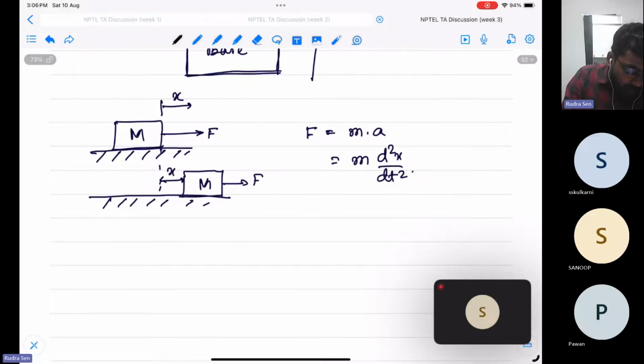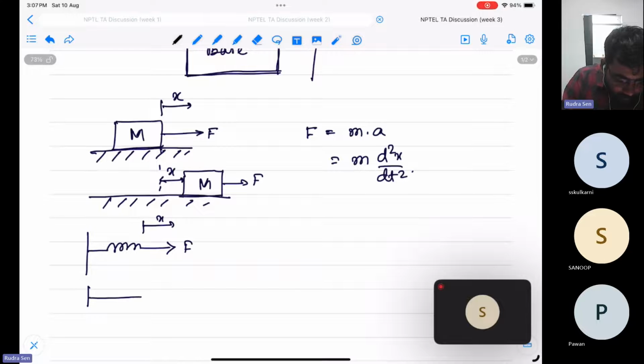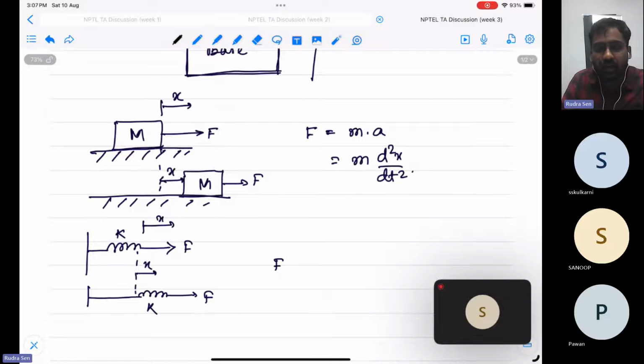And if there is a spring attached to the system, and there is a displacement x, this is the original position of the spring, and after applying the force, the spring is displaced this much. Okay, so this is F. This force applied to the spring has a constant. Let's say this spring constant is k, so this spring is linear in nature.